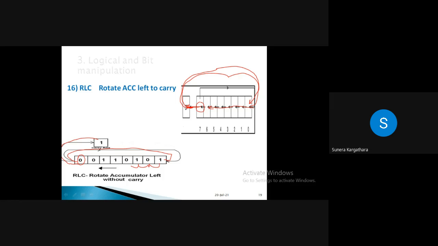While here, without carry, what is the process? Your D7 bit will go to the carry bit, but your carry bit will not move. Your carry flag will be modified. Whatever the content of the D7 bit is, 0 or 1, your carry bit will be modified with that, but your D7 bit will go to D0 bit, not the carry bit. Am I communicating, students? What is the difference between with carry and without carry rotation?